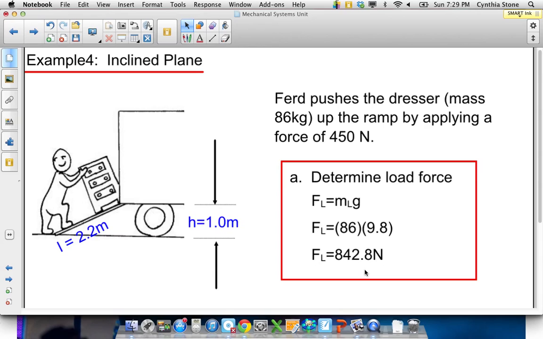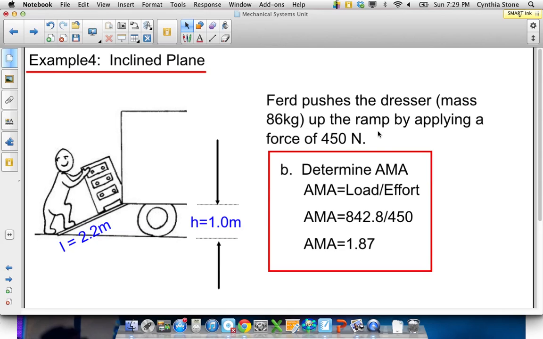The main thing you need to be able to figure out is, how do I know the IMA for a given machine? That's really the hardest part, and that's where you probably have to write it down on your formula sheet. In part B, we need to find the actual mechanical advantage. So we know his effort is 450, and we knew his load from the last part was 842.8. So his actual mechanical advantage is 1.87.